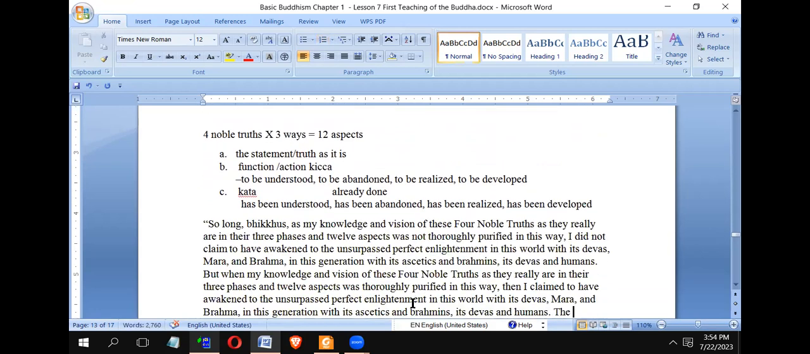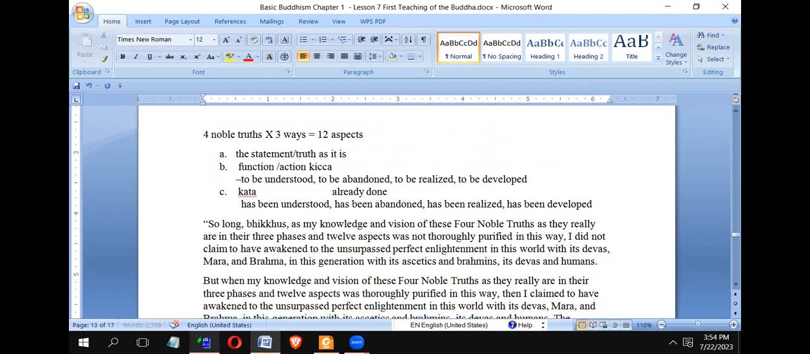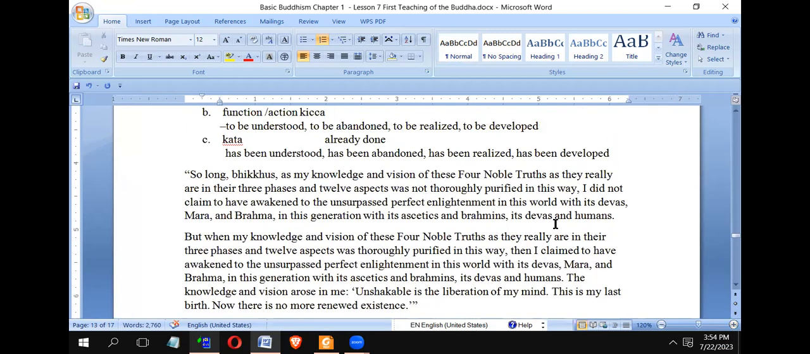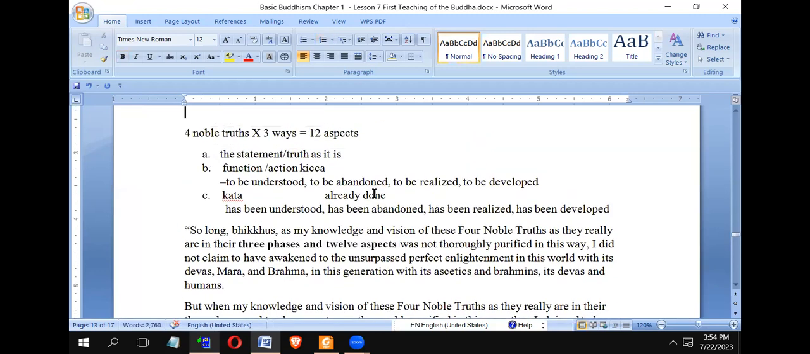Okay. So that's why, when you read the statement you were talking about in the English, you always read this one. So long as my knowledge and vision of these Four Noble Truths as they really are in their 3 phases and 12 aspects... This one refers to the 3 phases. You get 12 aspects because the Four Noble Truths times 3 gives 12, right?